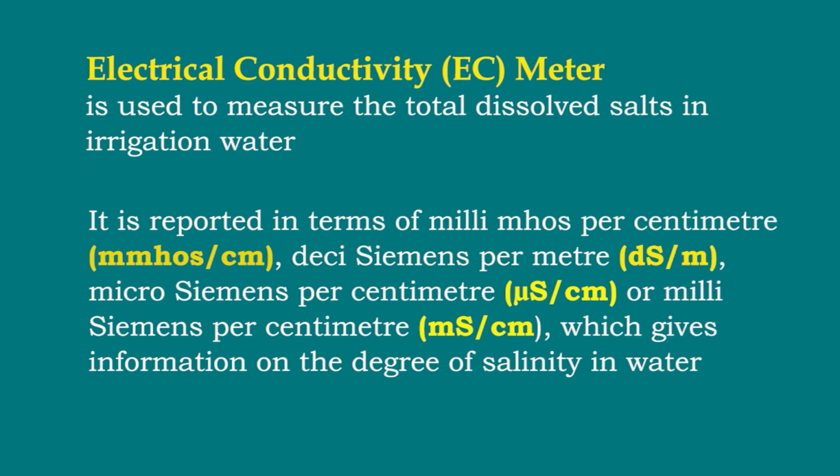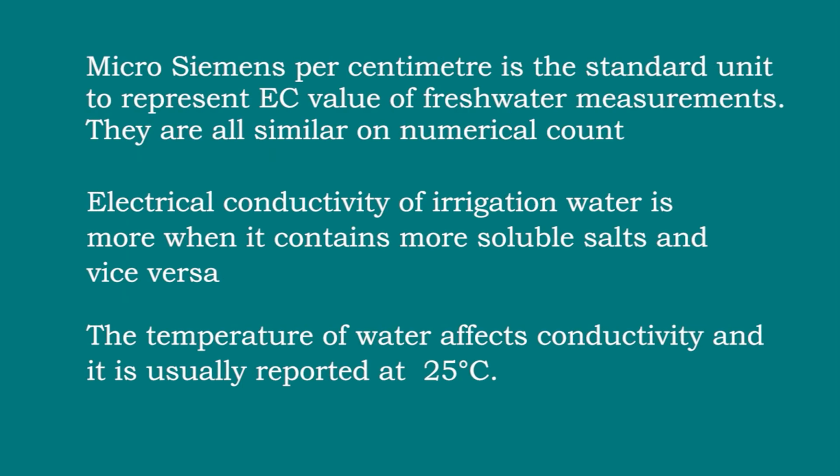Second instrument is electrical conductivity meter. An electrical conductivity meter is used to measure the total dissolved salts in irrigation water. It is reported in terms of millimhos per centimeter or decisiemens per meter or microsiemens per centimeter or millisiemens per centimeter, which gives us the information on the degree of salinity in water. Microsiemens per centimeter is the standard unit to represent EC value of fresh water measurements. They are all similar on numerical count.